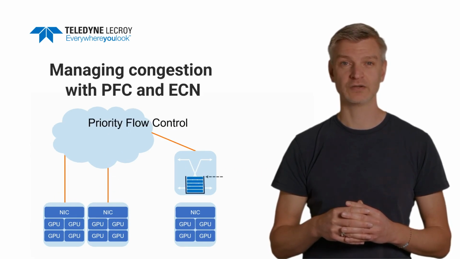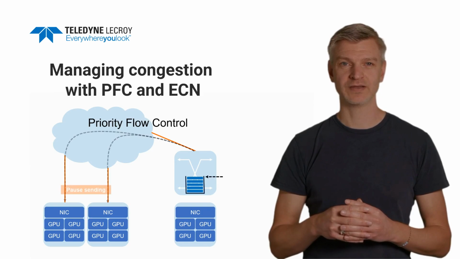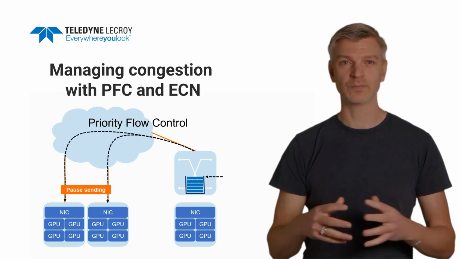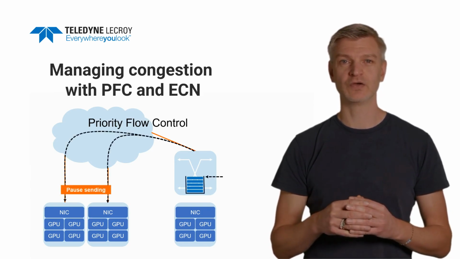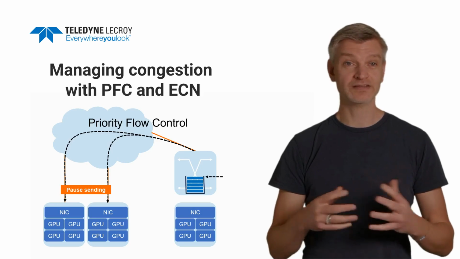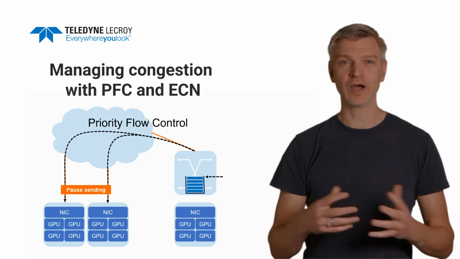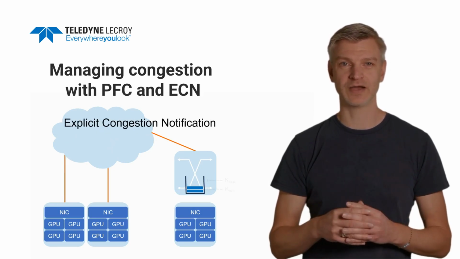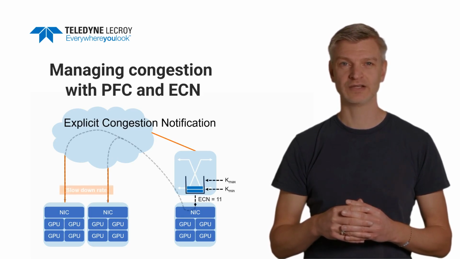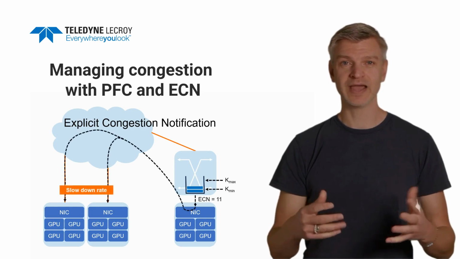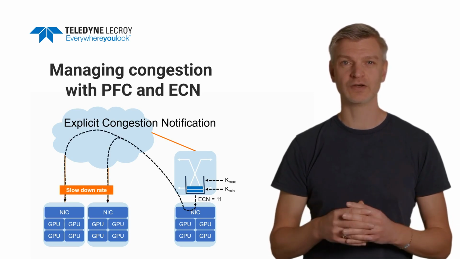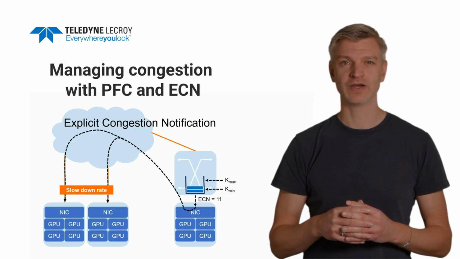To manage congestion, two mechanisms are often used together: priority flow control, or PFC, and explicit congestion notification, or ECN. PFC is the most drastic solution as it requires the senders to temporarily stop transmitting data to empty the queue of the switch. ECN is a more advanced solution, as it kicks in before the queue gets too full. ECN works by asking the senders to adjust their transmission rates to ensure the maximum amount of data is transferred without overflowing any queues in the network.